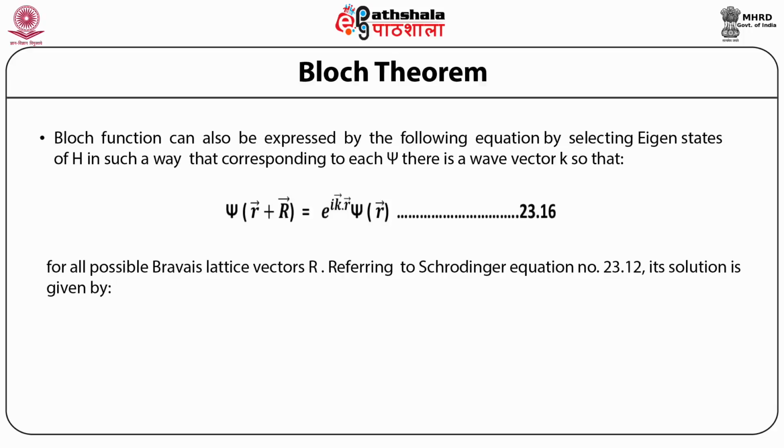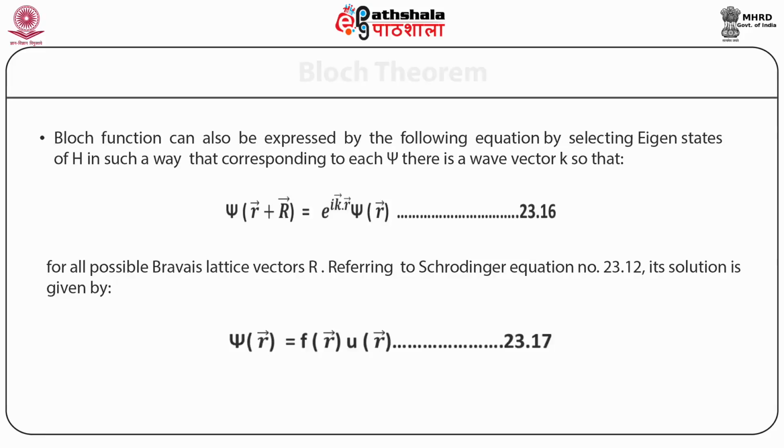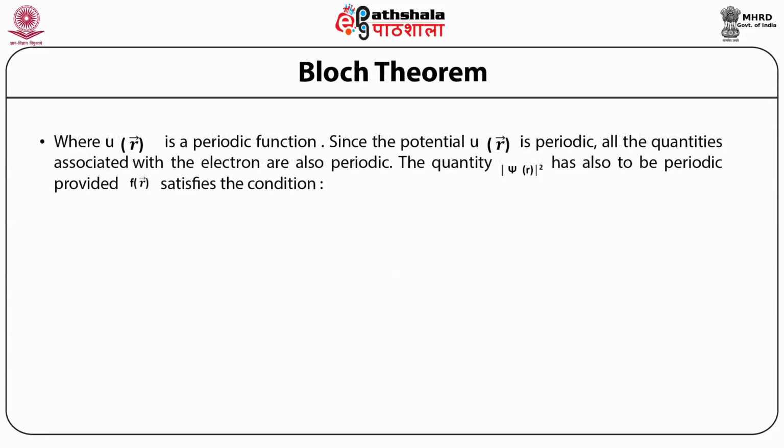Referring to Schrödinger's equation 23.12, its solution is given by psi of r vector equal to f of r vector into u of r vector, which is put as equation 23.17, where u of r vector is a periodic function.